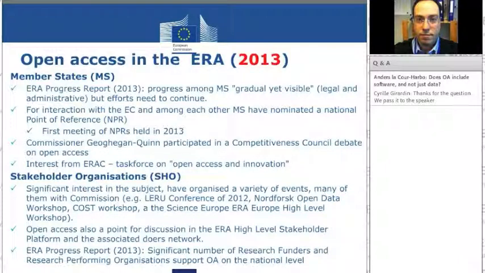We also had a first meeting of these national points of reference that I mentioned, which are our contacts in the member states, in December last year. It was more or less a get-to-know-each-other meeting and to discuss what issues we want to follow up on. Also, my commissioner participated in the Competitiveness Council where she outlined open access. And at the beginning of this year, we saw that the ERAC, which is a committee of member states working on the ERA, is going to launch a task force apparently on open access and innovation. So we will follow that process.